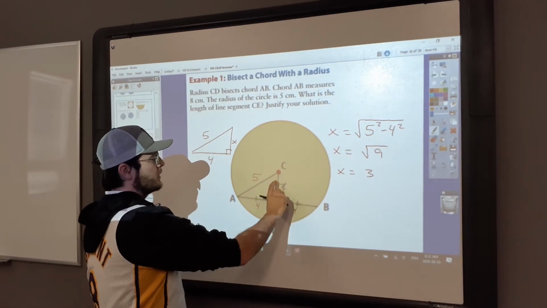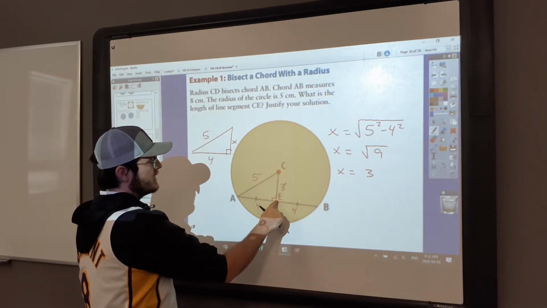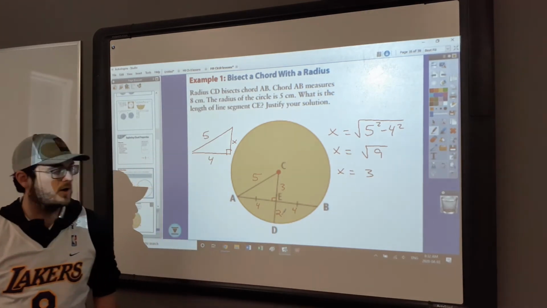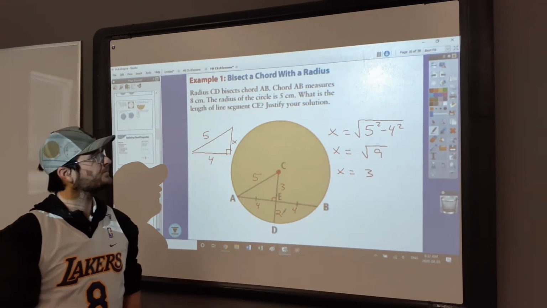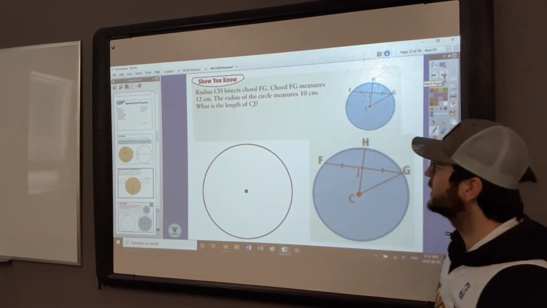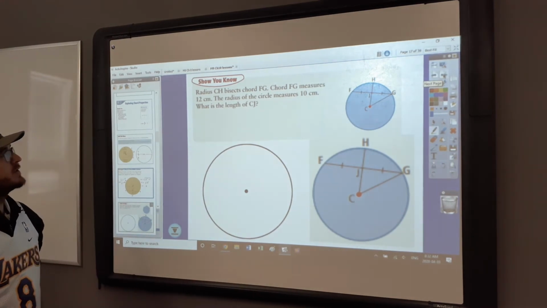Another type of question we could be asked is what's this side length? If this is 3 and the whole thing is the radius, which is 5, we could figure that out as well. You'll be asked that in certain questions. We'll go through the next one, a similar type of example, although we might be given different information.